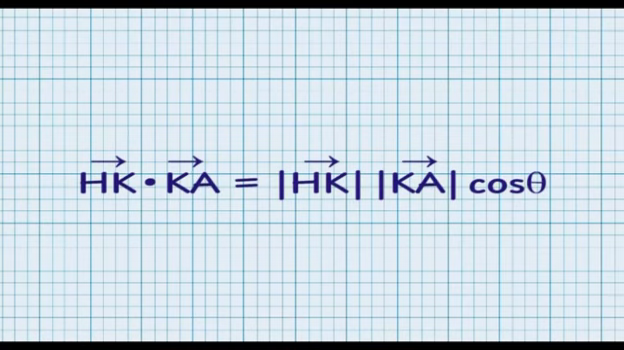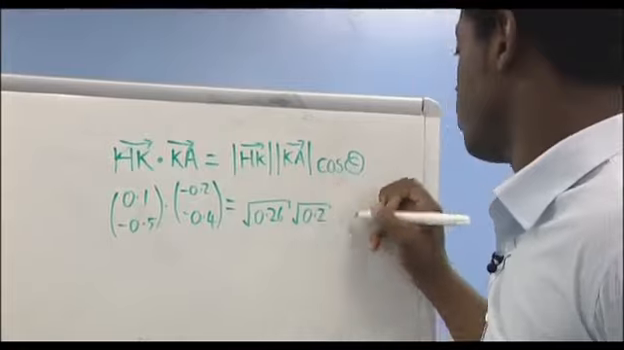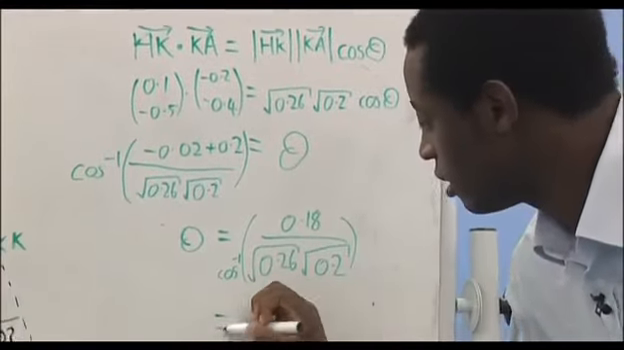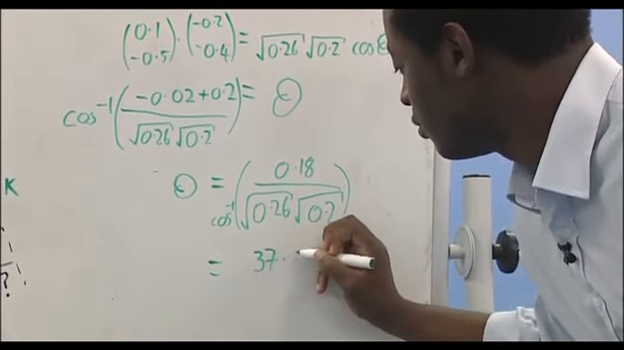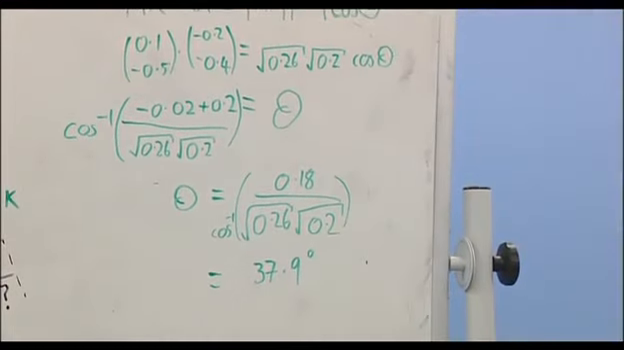Finally, Didi uses the equation for the dot product of the vectors HK and KA to compute the required angle theta between the thigh and the shank. Just to rewrite that, and the result we get is about 37.9 degrees. And so we've worked out this angle at one particular time point.